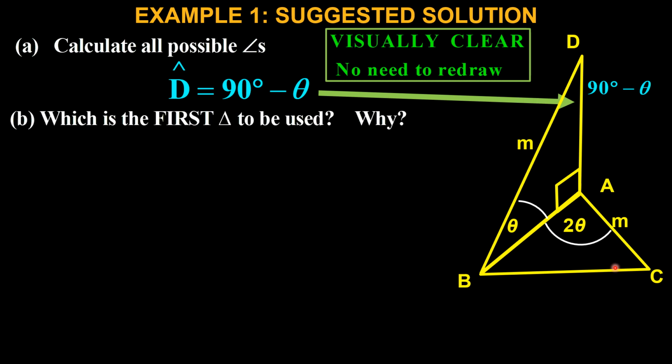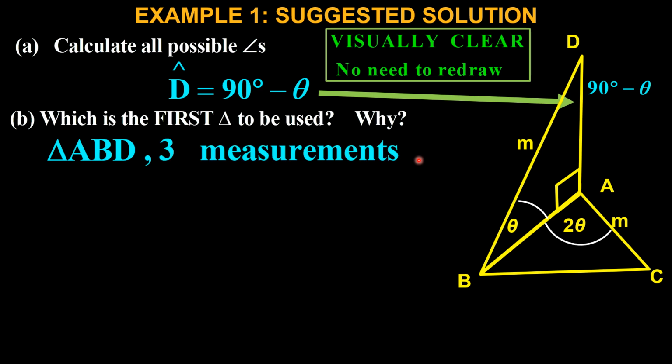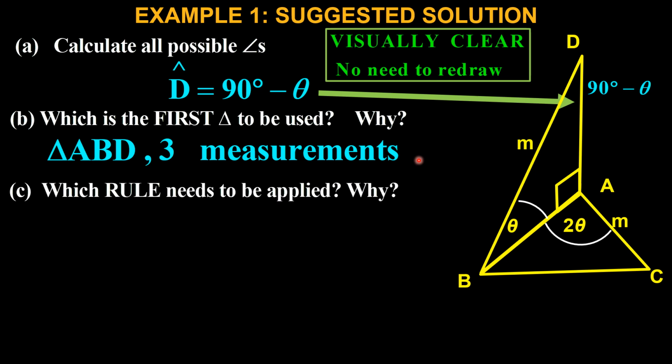Which is the first triangle to be used? What did we say? You need to look for a triangle with 3 measurements. Which one has 3 measurements? That's correct, the ABD, because we have an angle and an angle, and we even have the third angle, so that is more than enough. I cannot use the other one because I only have 2 measurements. That's not sufficient to apply a rule, so it will have to be ABD, because of the 3 measurements. In this case, we actually have 4, the one that we calculated.